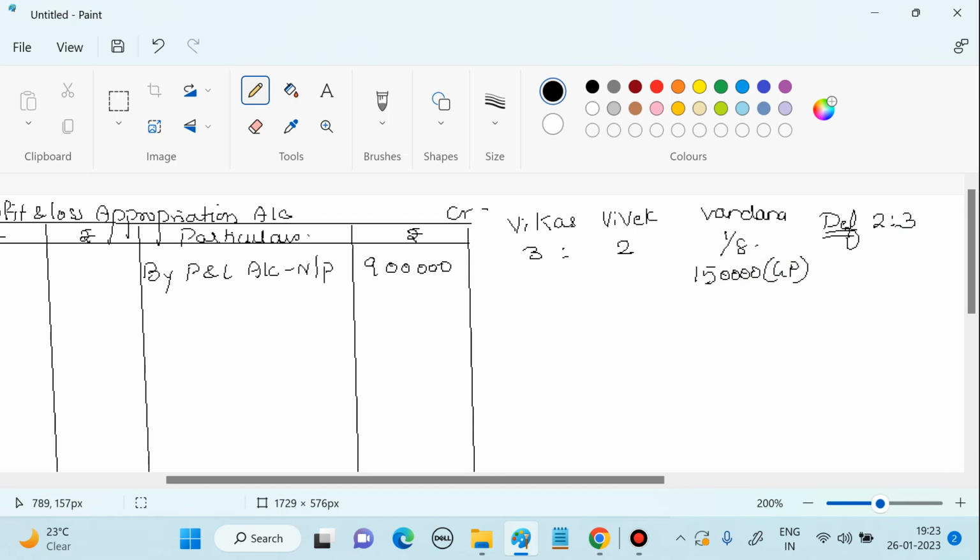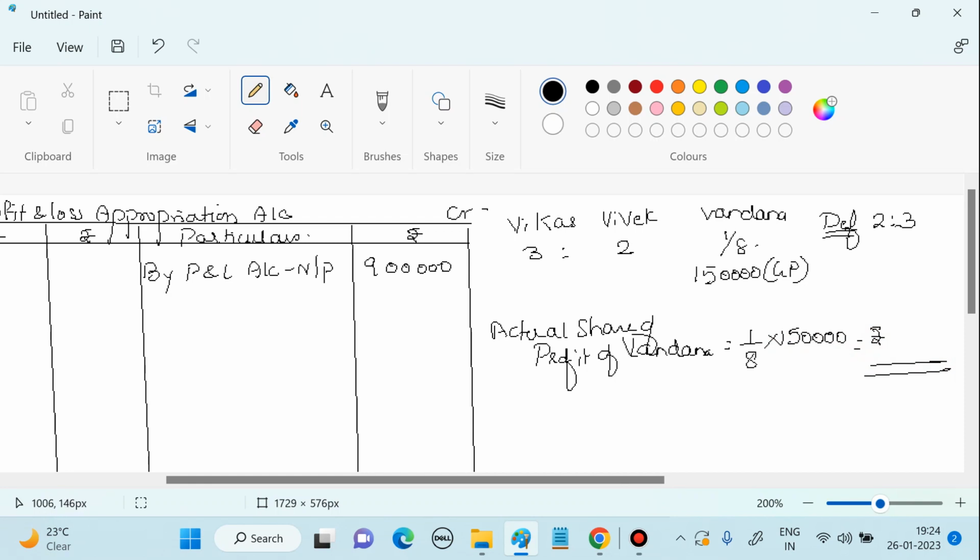Now, let us first calculate. We know Vandana has to get 1,50,000 minimum. So let us find out what is her actual share of profit. How much would that be? 1/8. Because they said Vikas and Vivek are going to share in the same ratio as before. It is going to be 3:2. So 1/8 is what she is going to get, 1/8 of 9 lakh. How much does that come to?